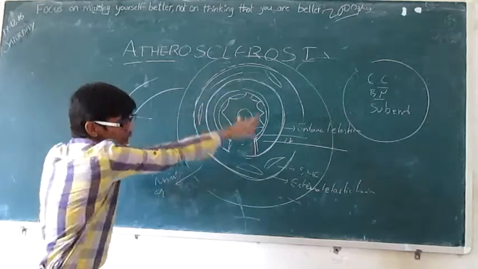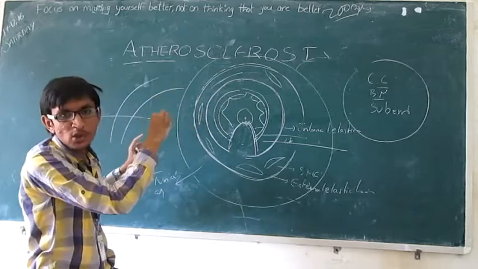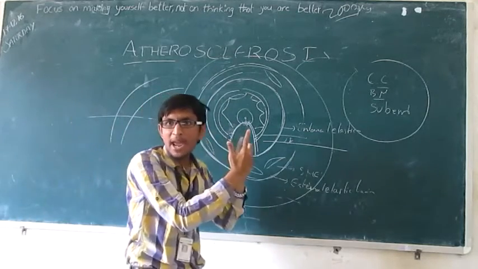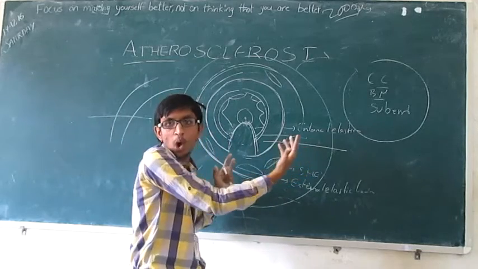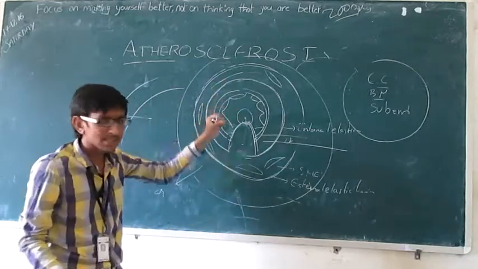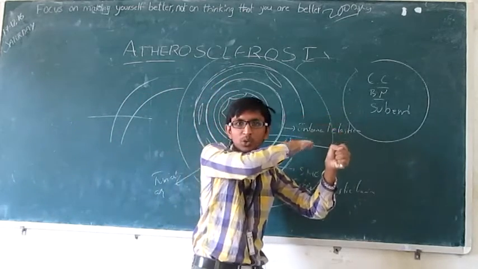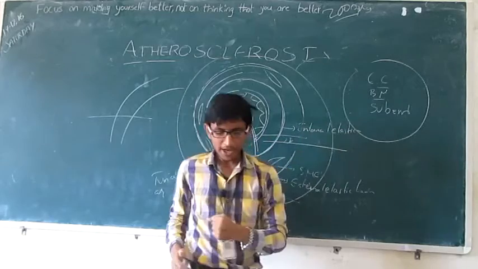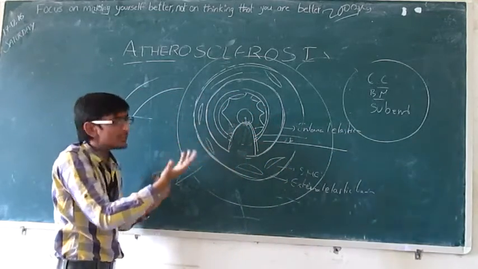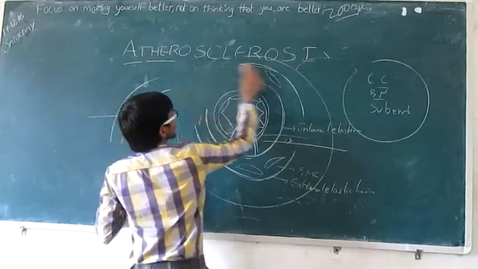So this is one view of looking at the layers of your blood vessels. I will make another view of looking at the different layers of endothelial cells. This is one layer. See, whenever you cut your artery and look from the top, this is the picture you are going to see. But we will look at another variation.